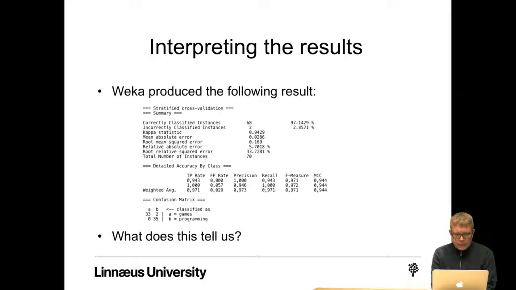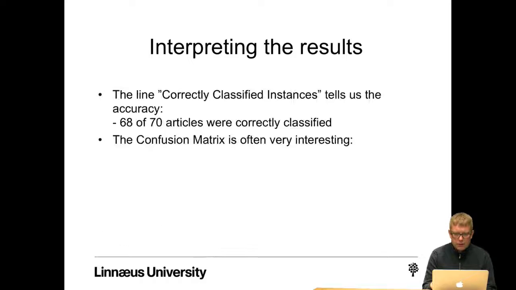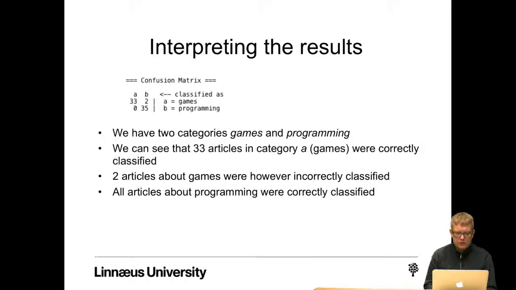And the complete result output from Weka is here. We can see quite a lot of information. The line correctly classified instances tells us the accuracy, 68 out of 70 articles were correctly classified. And the confusion matrix, as mentioned in the previous lecture, is often very interesting. In this case, we see that the game documents are slightly misclassified. 33 are correctly classified, but 2 are incorrectly classified as programming, while all the programming documents were correctly classified.